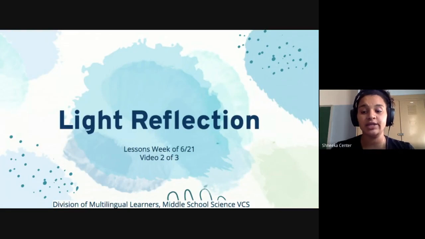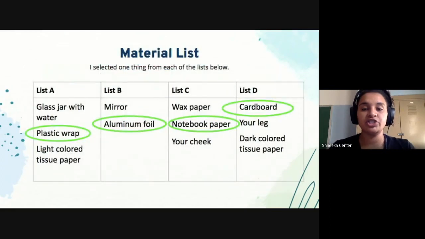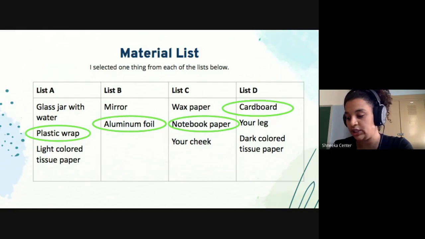Today, we are going to do a demo on light reflection, which you could do by yourself for Day 26 lesson objective. So your teacher is going to provide you with this material list. You have to pick one thing from list A, B, C, and D. So it's going to be 4 things total. I already picked the 4 objects that we're going to be using in this demo. You can pick other things, or feel free to just watch and follow along as I demonstrate this.